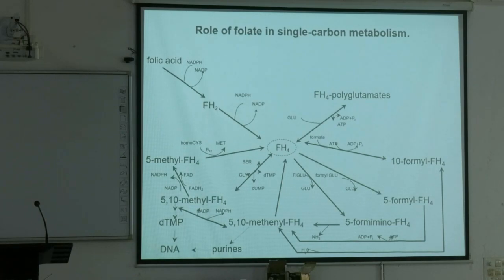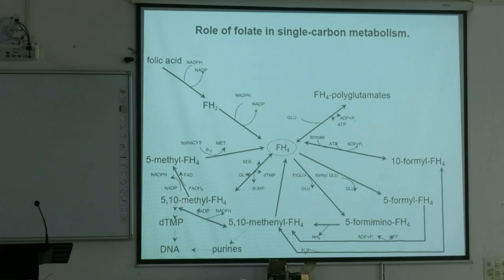What are the sources of this tetrahydrofolic acid? One source is folic acid, another source is folate polyglutamate. Then N5 methyl tetrahydrofolic acid, both see N5 N10 methylene. This is methylene. This is methyl. This is not methyl. This is methylene. Spelling mistake. This one, methylene, L-E-N-E. Methylene. This is methenyl.